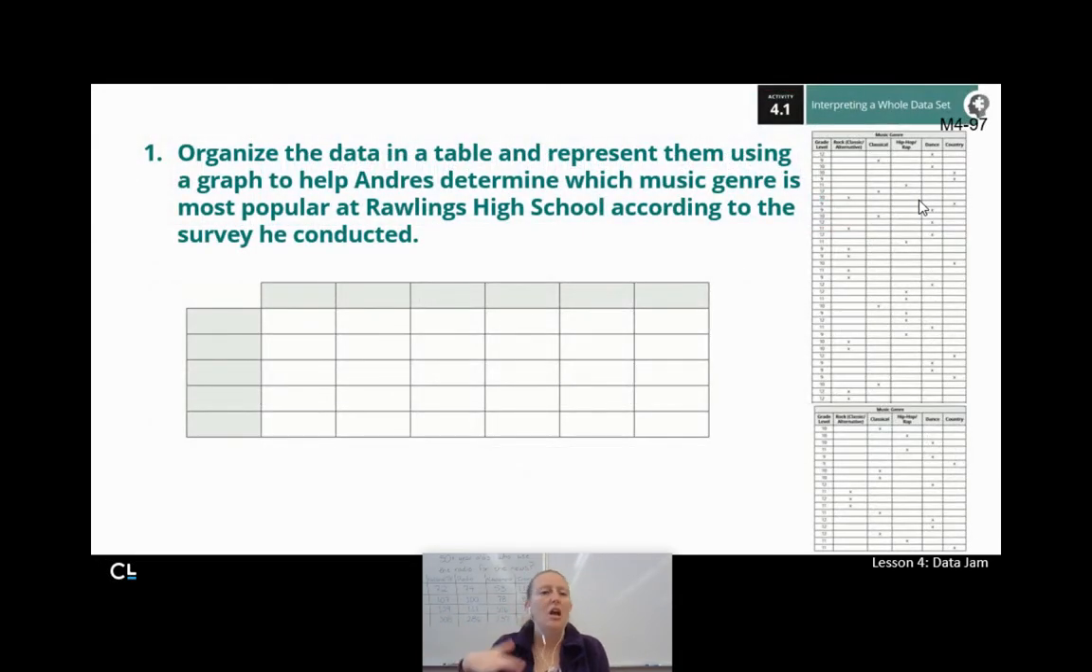And just to start, I want you to organize the data in a table and then represent it using a graph. So just start with the marginal frequency distribution table. Make sure you label the top, label the side, do your tally marks, all that good stuff, and then make a table out of it. So hit pause, work this out, hit play when you're ready to check your work.